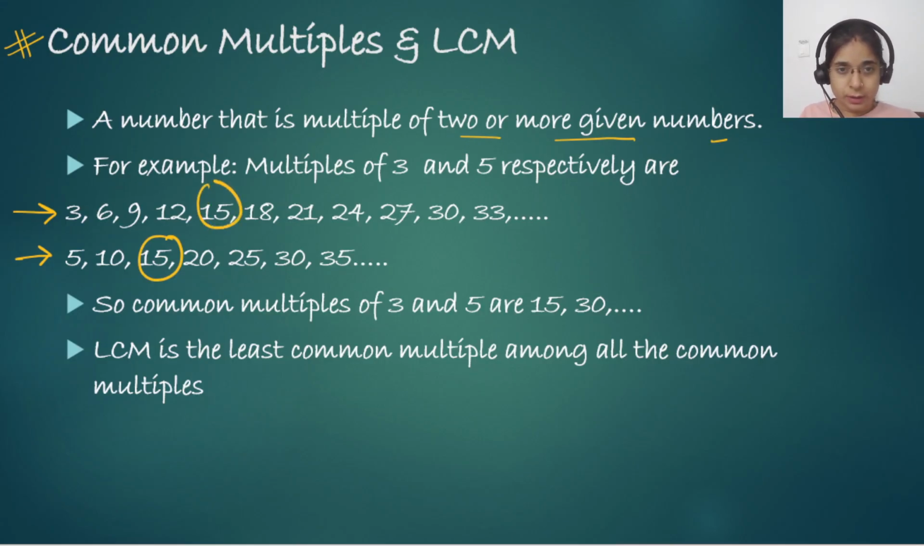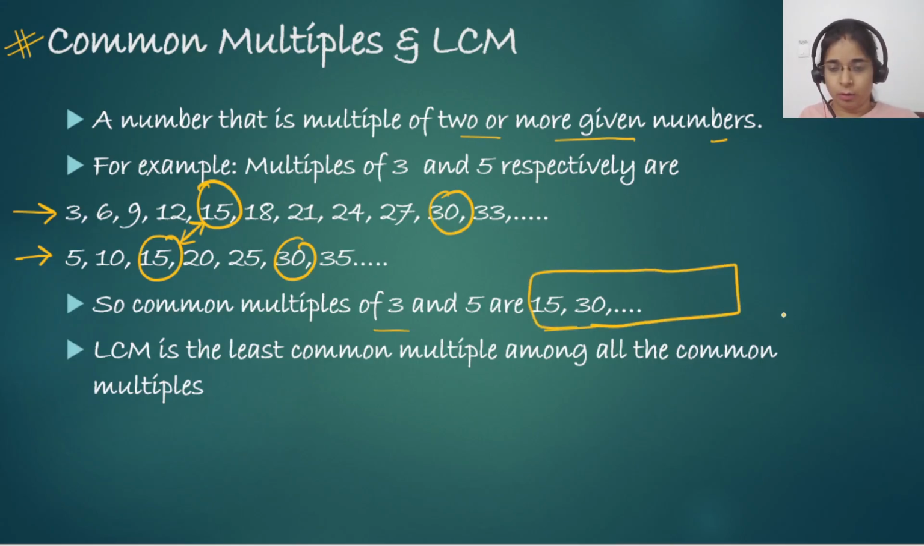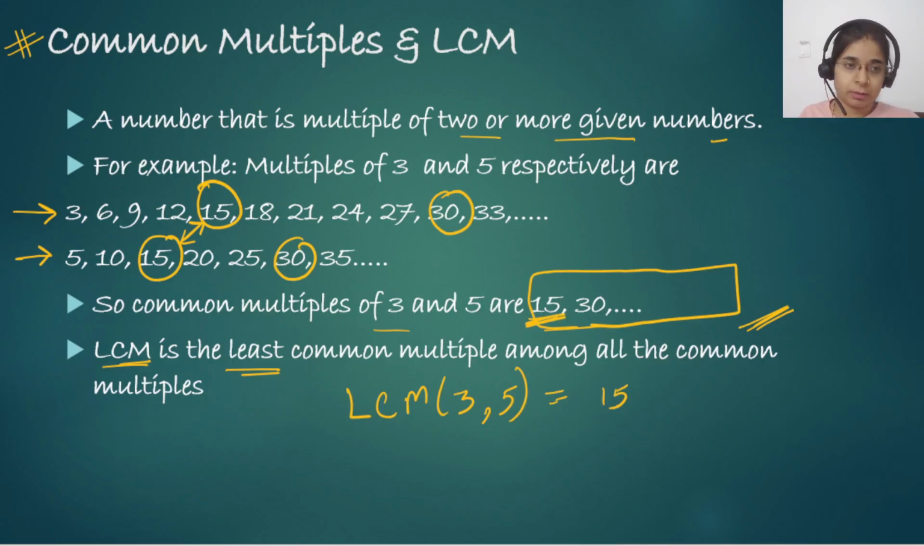we have 15, which is common in the lists of multiples of 3 and 5, and then 30 is also common. So these are common multiples of 3 and 5, which is 15, 30, and many more. We can find a lot of other common multiples as well, but whatever is the least among all those common multiples is called the LCM. So the LCM of the numbers 3 and 5 will be 15, because 15 is the least common multiple among all the common multiples here.